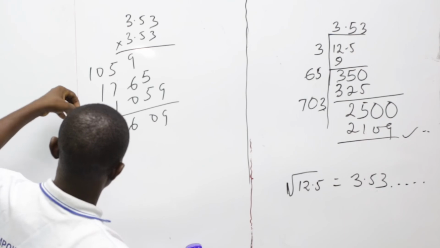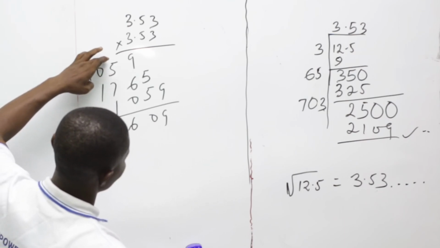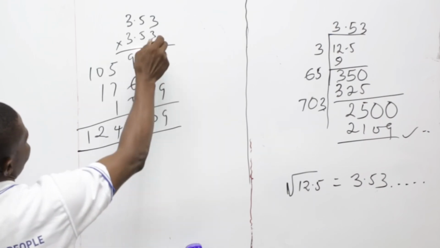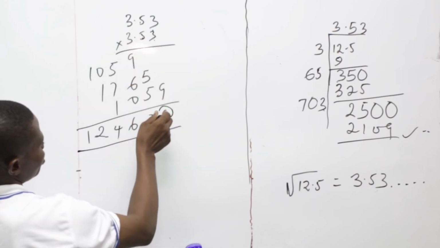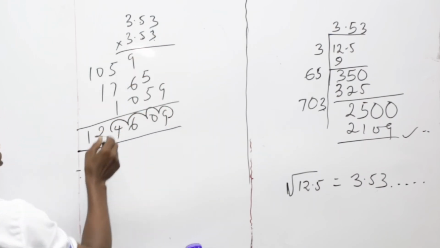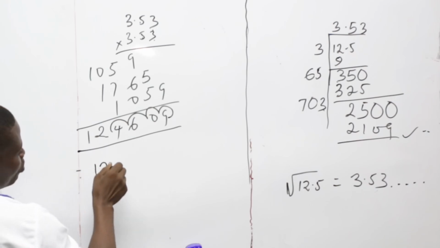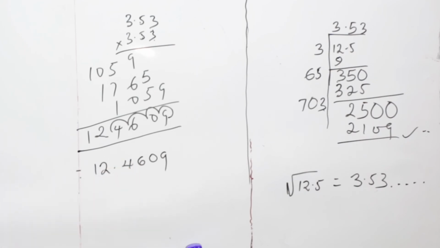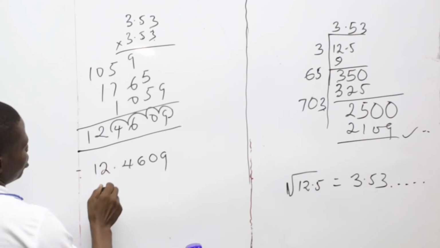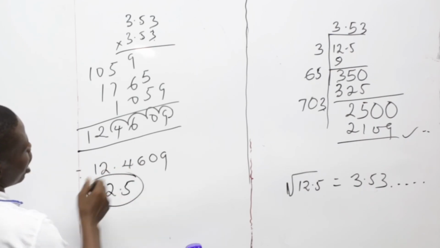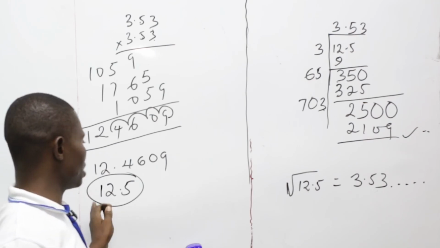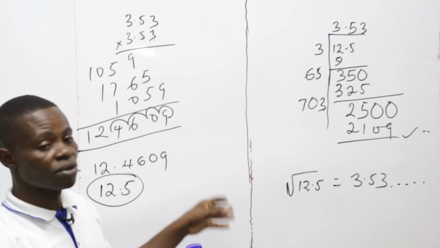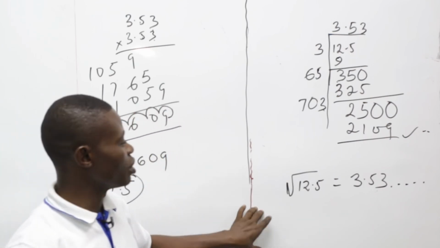You check it again. Okay, this one will have how many decimal points? 1, 2, 3, 4. You move 1, 2, 3, 4. Okay? Meaning 12.4609. Can 6 approximate? Yes, meaning 12.5. So absolutely, the answer was correct. Therefore, the square root of 12.5 is what?